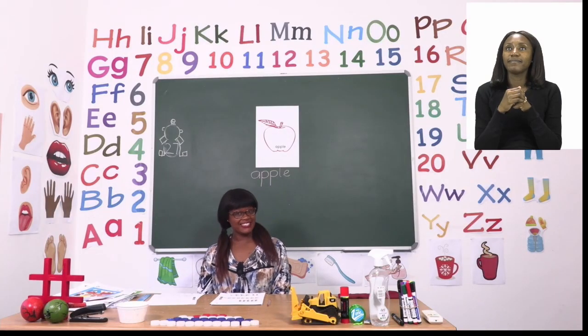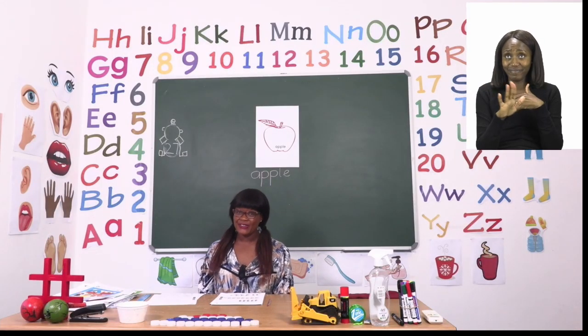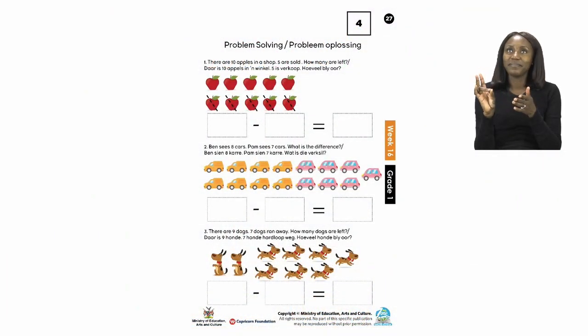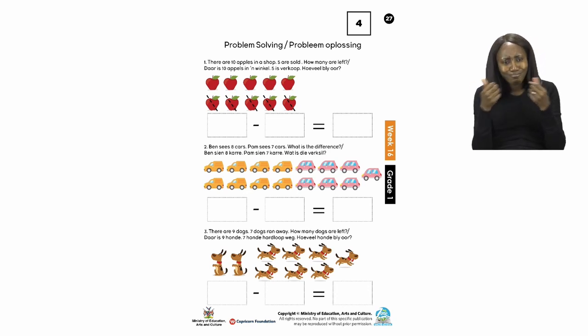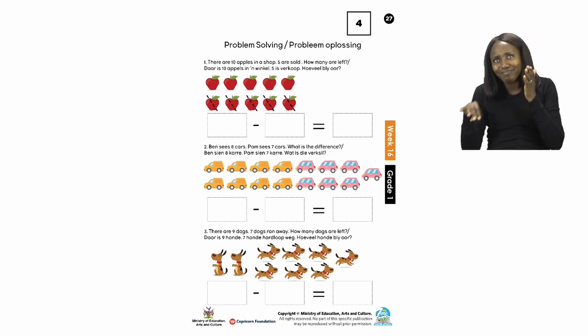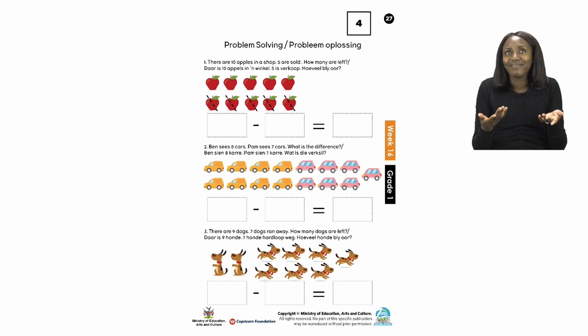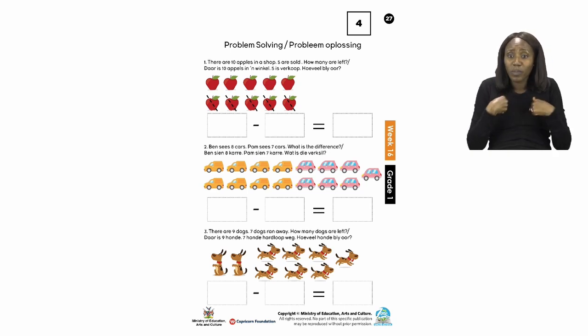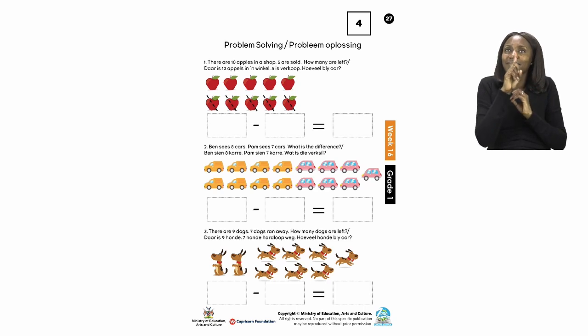To end our lesson today, boys and girls, we're going to go to page 27. On page 27, we are going to be doing problem-solving sums. Yay! Now, these are very interesting because they always come with a picture and they always come with a problem that we have to solve. Let's do number one together.